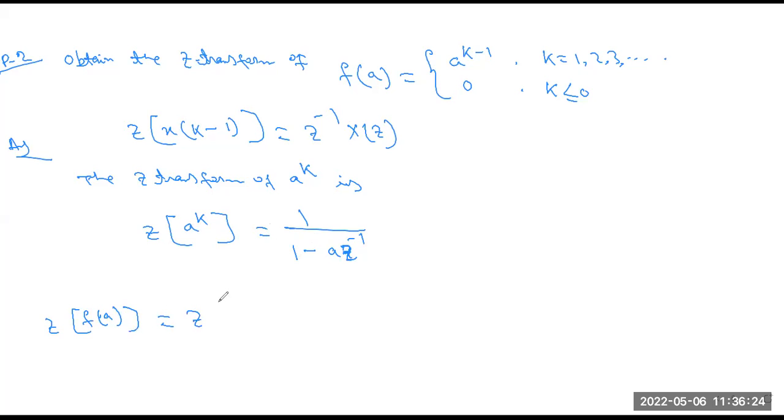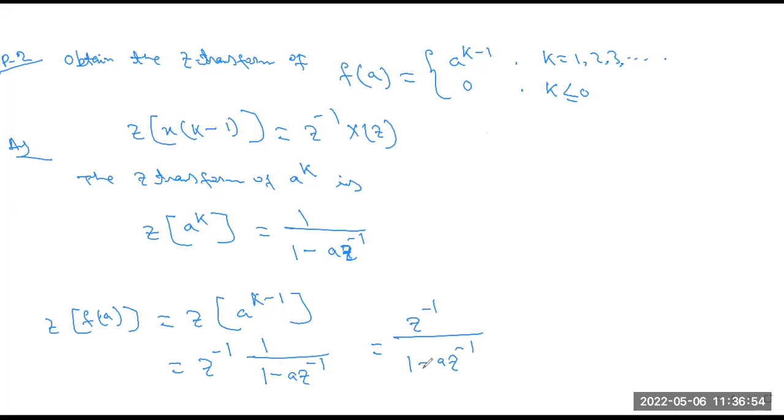So now we have to write these functions, that is Z of f of k. This is equal to the Z transform of a to the power k minus 1, and the other one is also 0. You know that z inverse is the constant term. Then the function is 1 by 1 minus a z inverse. That means z inverse by 1 minus a z inverse, where k is equal to 1, 2, 3 and so on. Okay.